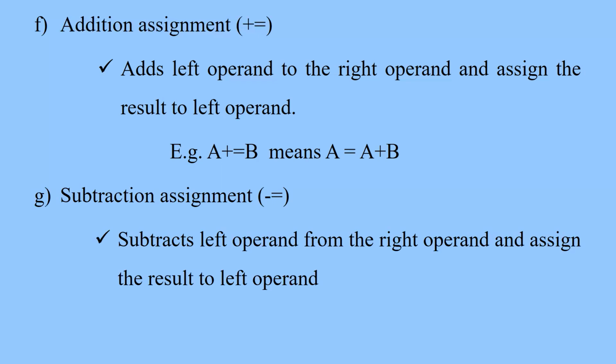It subtracts left operand from the right operand and assigns the results to the left operand. For example, if you have A subtraction assignment B, it means get the content of memory location called A, subtract from it the content of memory location called B. The answer you are going to get, assign it back to the memory location called A. Or you can read it as follows.